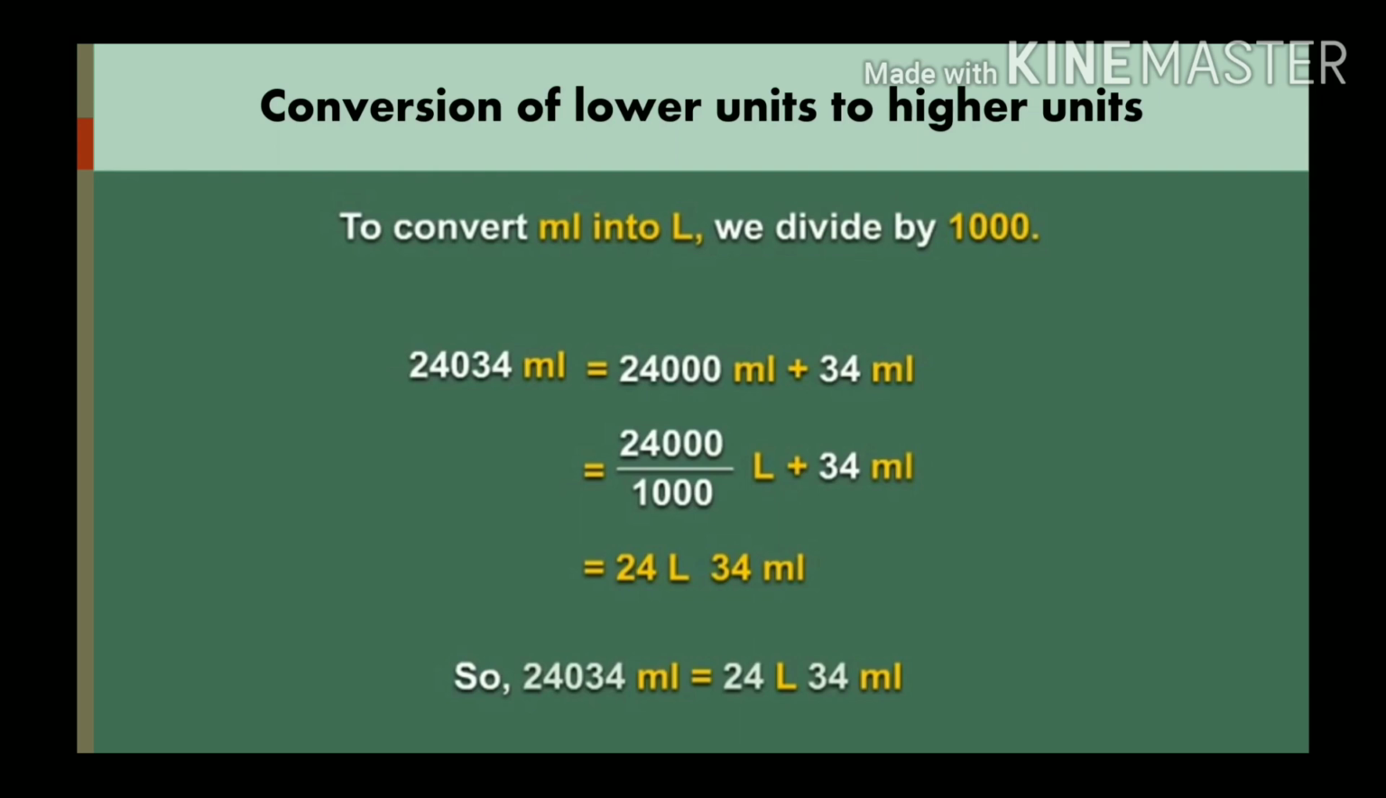So students, here we can say if you divide 24,034 milliliter by 1000, the last 3 digits from the back are your milliliter and whatever is left is the liter. Means the 3-digit number is the smaller unit and whatever is left is the bigger unit. So hope you have understood this.